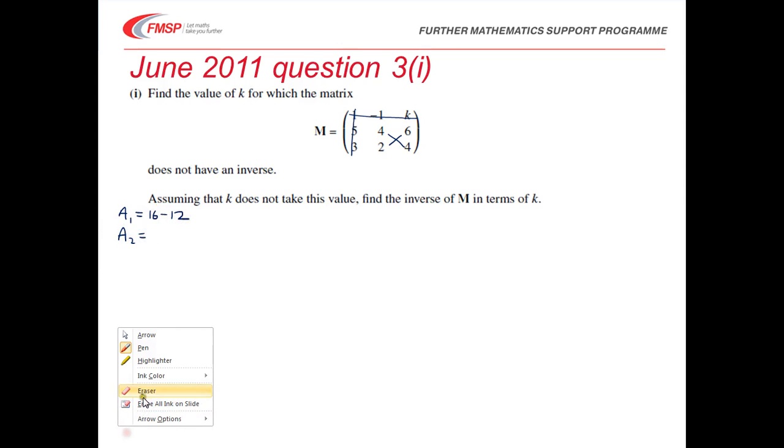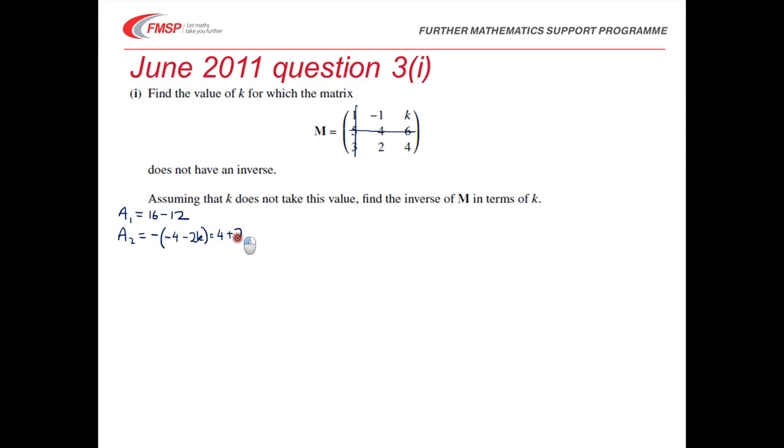For A2, we ignore that bit and find the determinant of what's left, remembering to put a minus sign in first. So that's minus 4 minus 2k, which is minus 4 minus 2k. And then for A3, we cross that out and get minus 6 minus 4k.